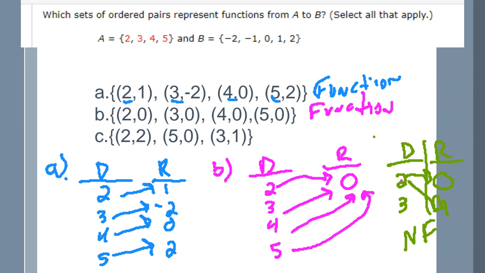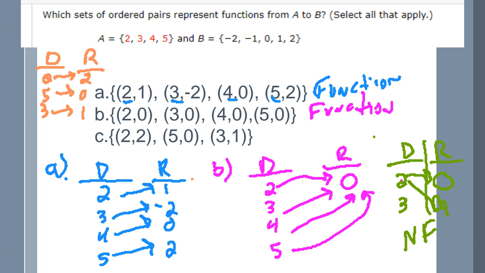Now the last one, letter C, I'm going to draw it up here. So we have the domain, we have 2, 5, 3, and then the range is 2, 0, and 1. So 2 is going to 2, 5 goes to 0, and 3 goes to 1. By looking at this, we might want to say that it's a function, right? But it's actually not a function.